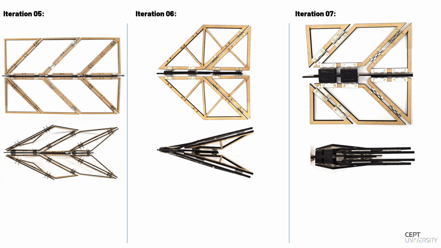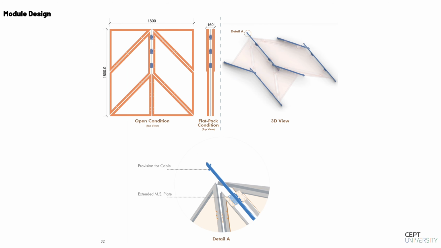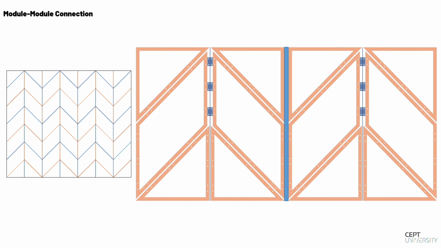These are the drawings of the module. Size of module is 1.8 meter by 1.8 meter when it is completely open, and 1.8 meter by 16 centimeter when it is completely flat pack. This is the provision for cable in central MS strip.